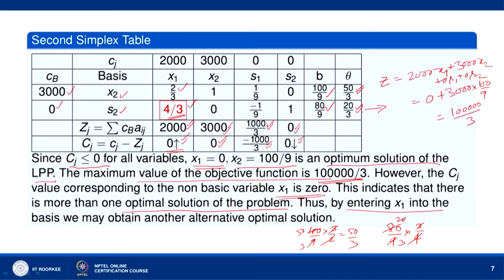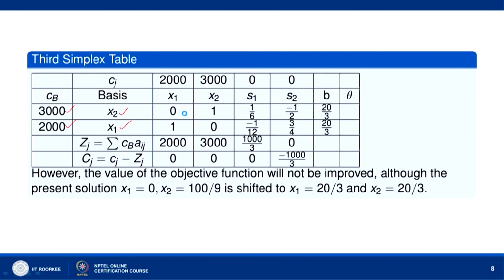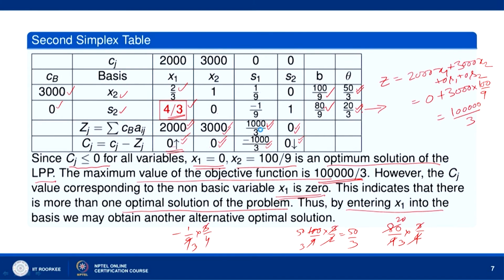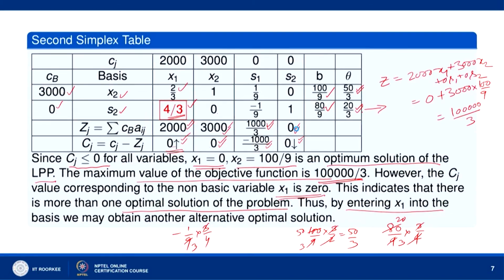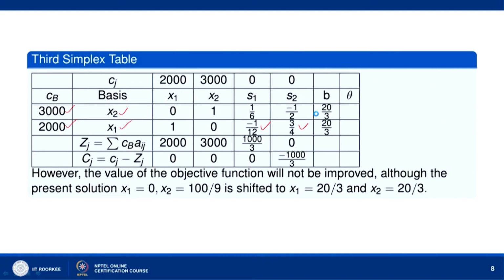So, this will become 1, 0, and minus 1 by 9 into 3 by 4. So, minus 1 by 12, we are dividing by 4 by 3. So, minus 1 by 12 we have, and then 1 divided by 4 by 3. So, 3 by 4 we have. Okay. And then 80 by 9 divided by 4 by 3. So, that makes it 20 by 3. So, this is 20 by 3 here.